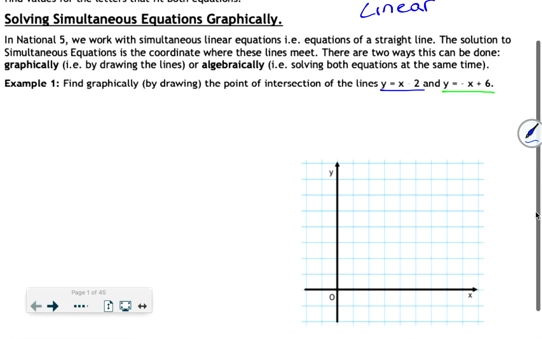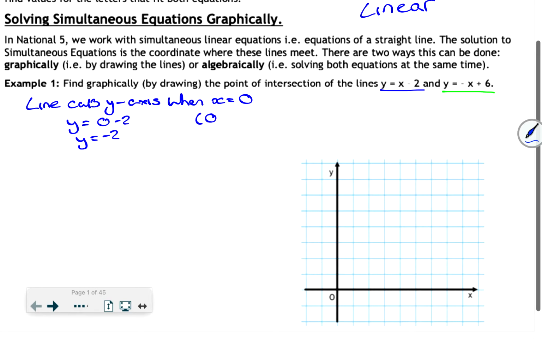So we can say that line cuts the y-axis when x is equal to 0. So that's going to give me y is equal to 0 minus 2, so y has to be minus 2. So the first point, the blue line is going to cut the y-axis at the point (0, -2).